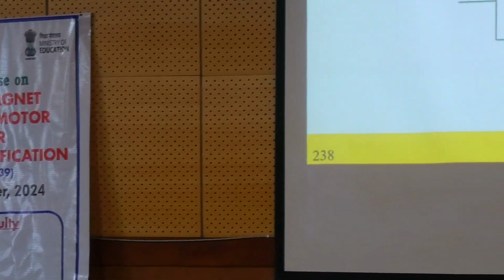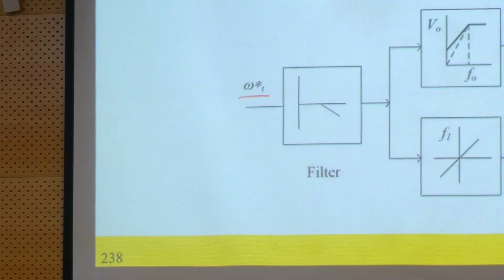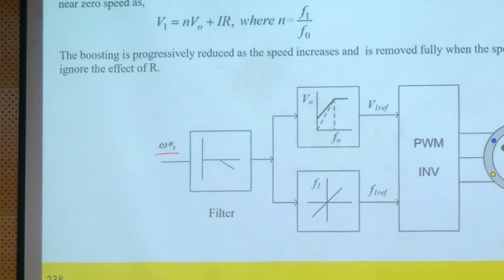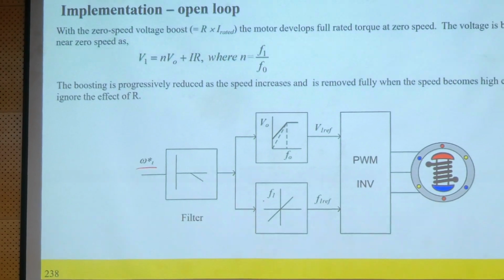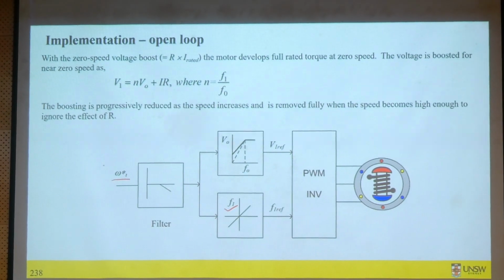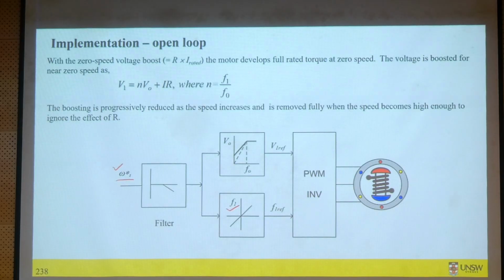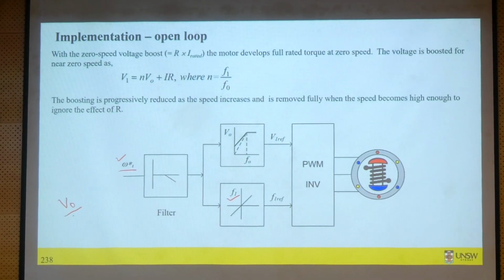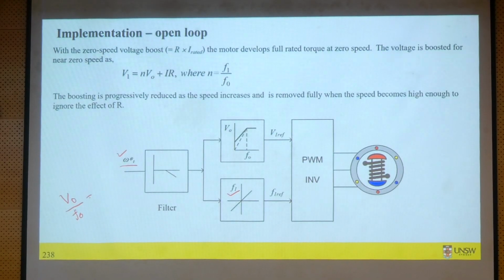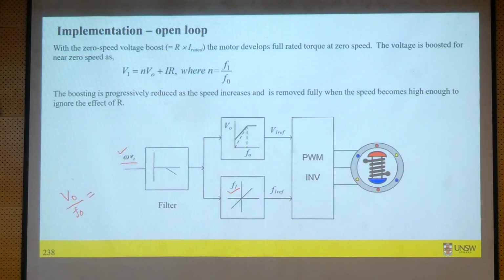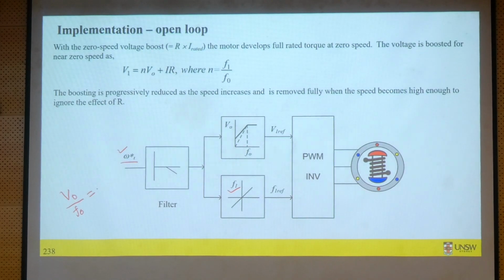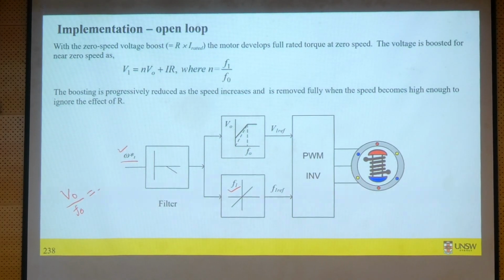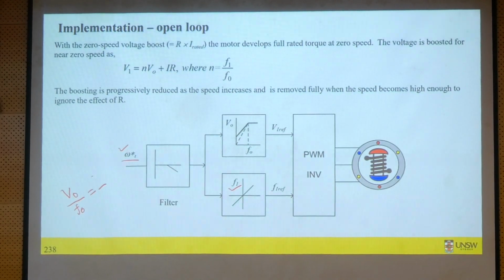Okay, because your speed is your synchronous speed. Speed is the frequency, since it's a synchronous motor. So you know what your frequency is for this particular speed command, and then from the ratio of the rated voltage and frequency, F naught is, let's say, rated frequency. So we know this ratio.